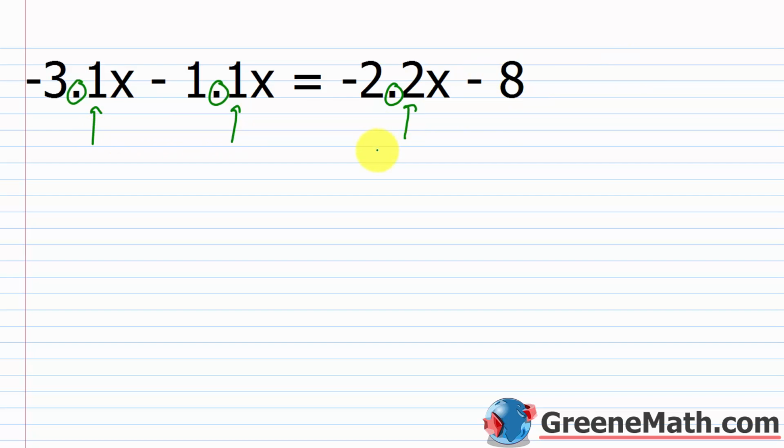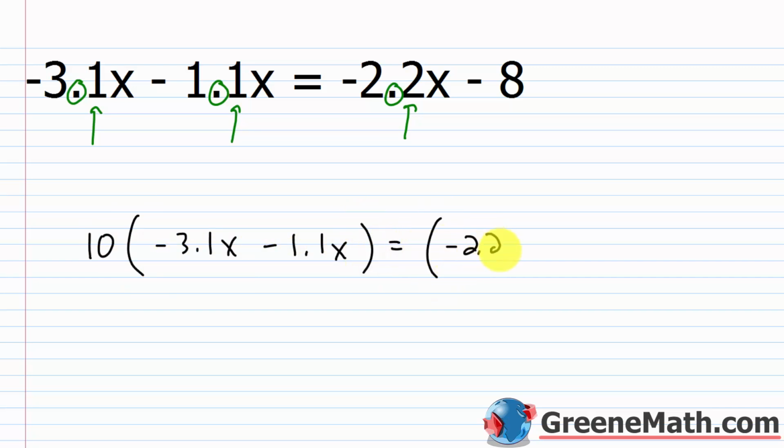So if I wanted to clear this equation of decimals, I could just multiply both sides of the equation by 10, and I would move all the decimal points one place to the right. I would have no more decimal numbers. So let's go ahead and do that. I would have 10 multiplied by negative 3.1x minus 1.1x, and then is equal to, over here I would have negative 2.2x minus 8, again multiplied by 10.